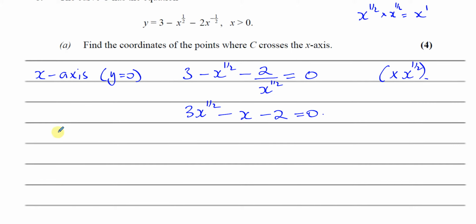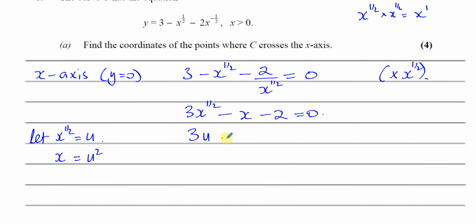So what I can do is say let x to the power of a half be something. I won't use x, I won't use y, I'll say, for example, u. All right, so I can replace the x to the power of a half with u. Now, that means that if I square x to the power of a half, I'm going to get x. So x will be the same as u squared.